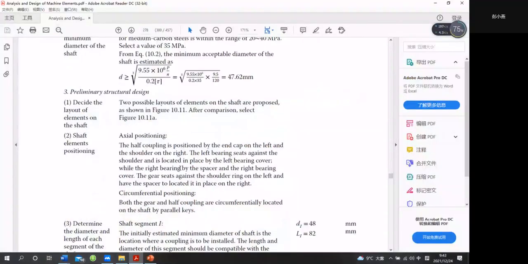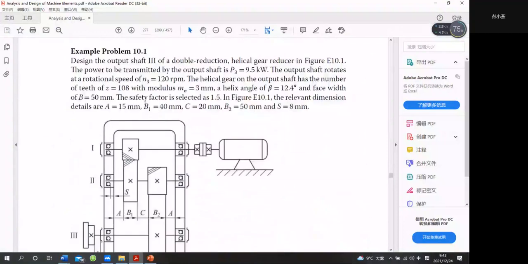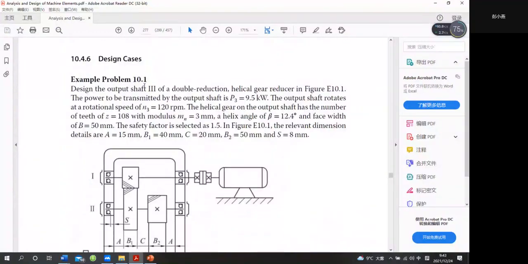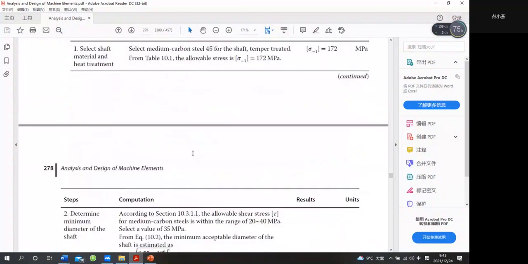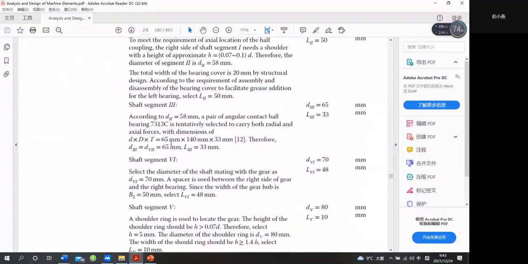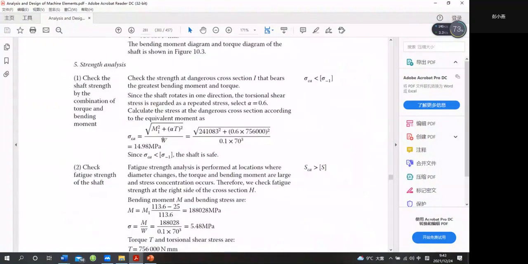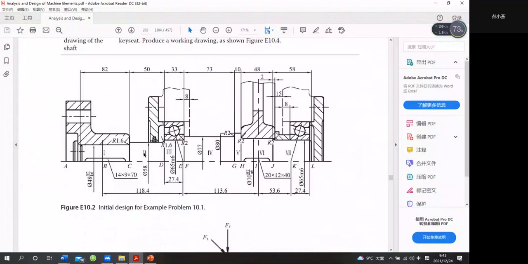And then for segment B, a bearing cover is mounted. A bearing cover is mounted, okay? You can refer to example 10.1 in your textbook on this page, okay? This diameter, this is the shaft A, B, C, D, E, F, G.